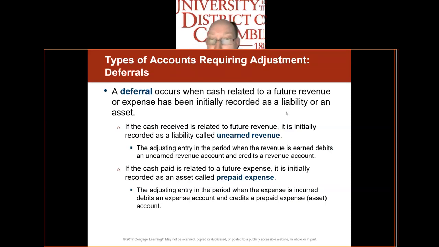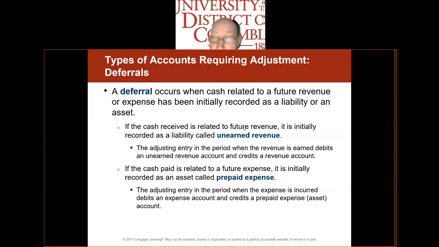When I receive that deposit, I call it unearned revenue, and it's a liability for the hotel. The reason it's a liability for the hotel is because if that wedding doesn't happen, I need to pay that party back, right? So therefore, it's a liability for me. It'll eventually become earned revenue when the wedding takes place.